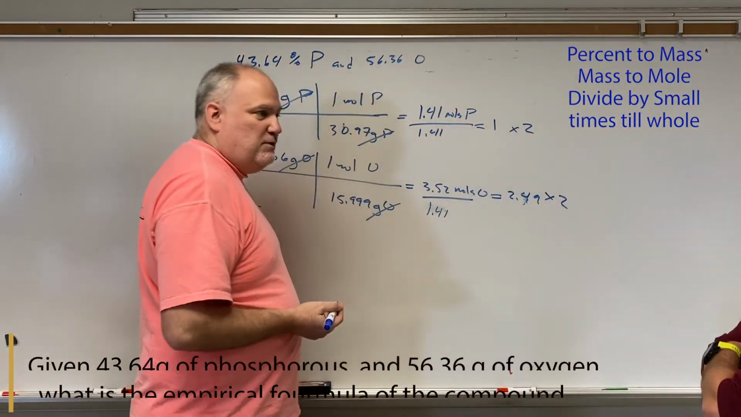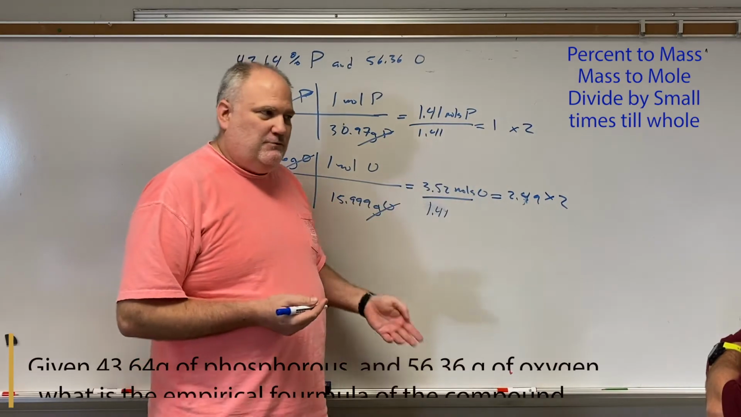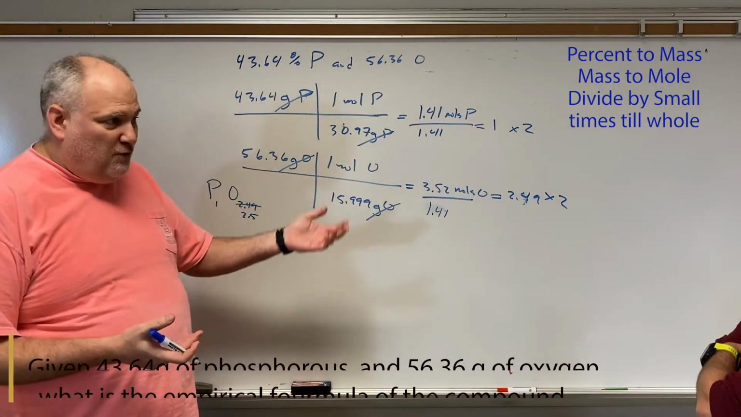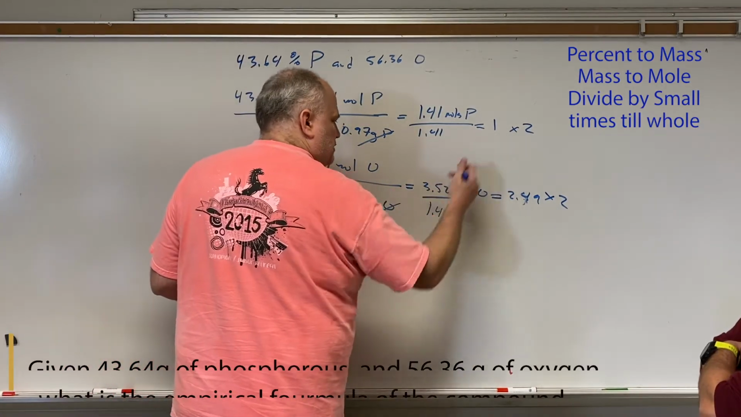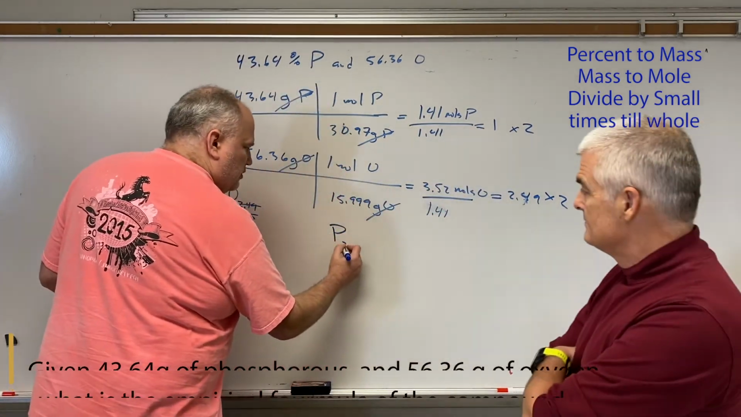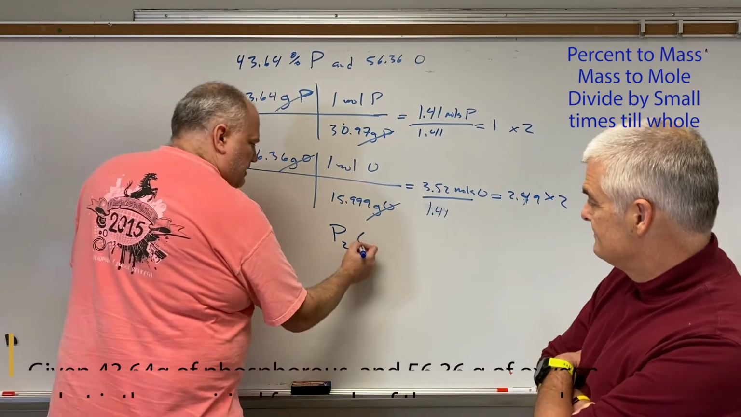Let's say that didn't give us a whole number, which it will. Then you times by 3. If that doesn't work, we times by 4, by 5, and follow it through. In this case, it's kind of nice because if we multiply this by 2, that gives us 2 phosphorus and 5 oxygens.